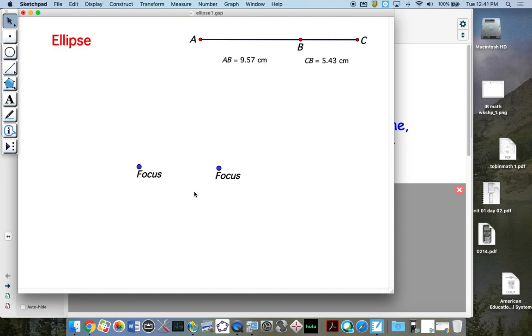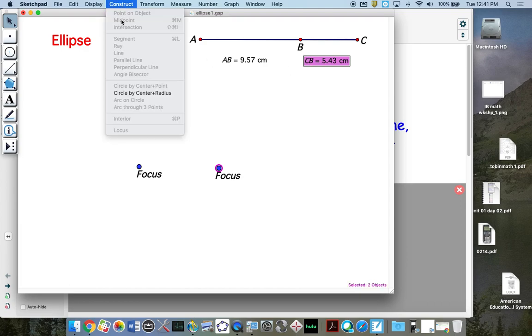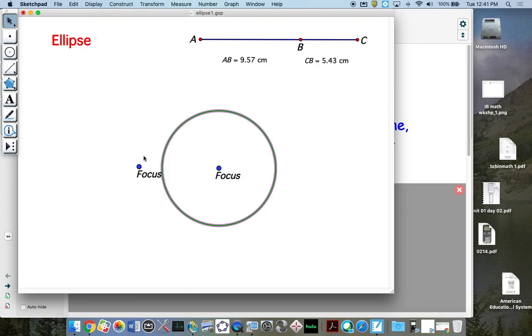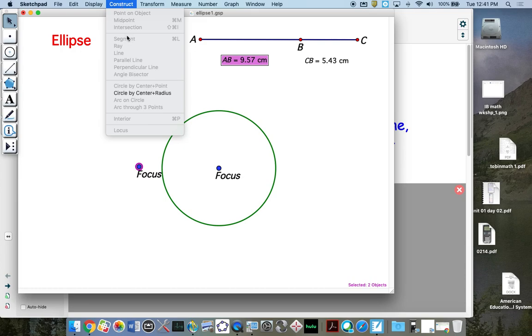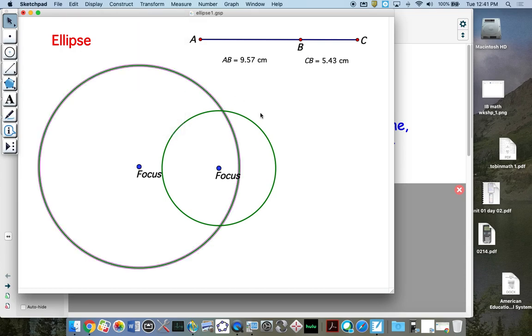So, without going into too much detail, I've created a segment here AC that's 15 centimeters long. I want the total distance to be 15 centimeters. I could change that, that's just random. So now what I'm going to do is take this focus and this length, and construct a circle. And then I'm going to take the other focus, and this length, and construct another circle. And then I'm going to take the points where those circles intersect.